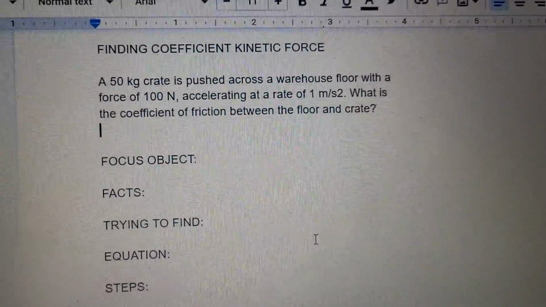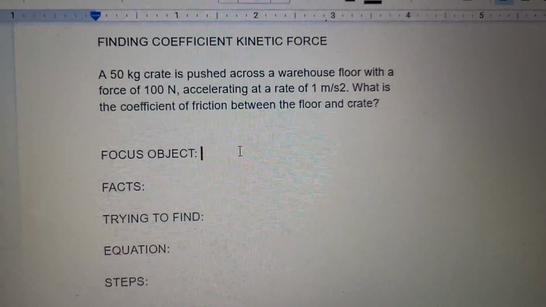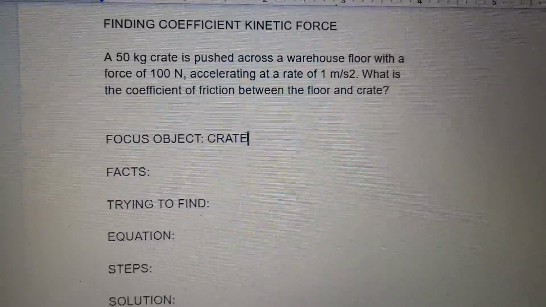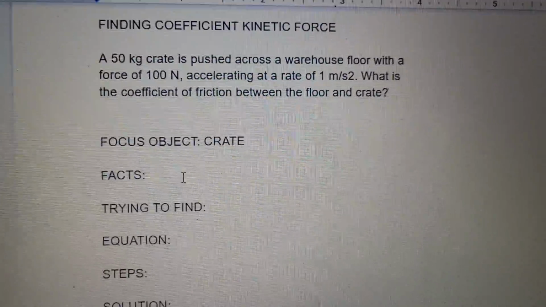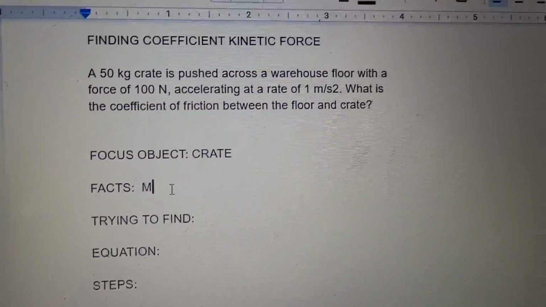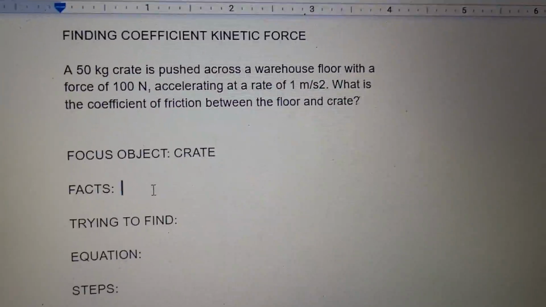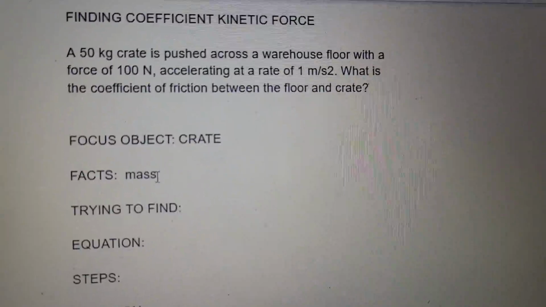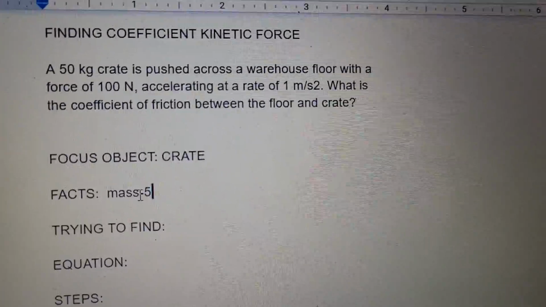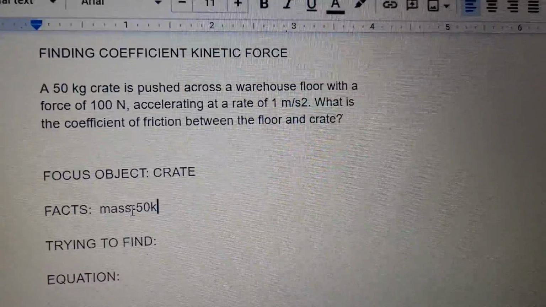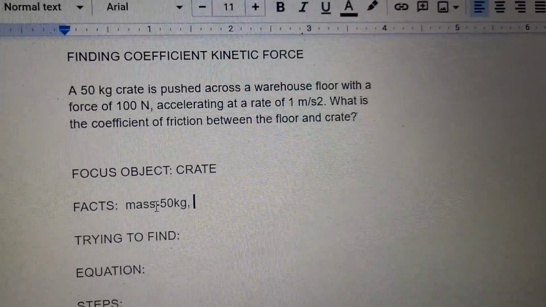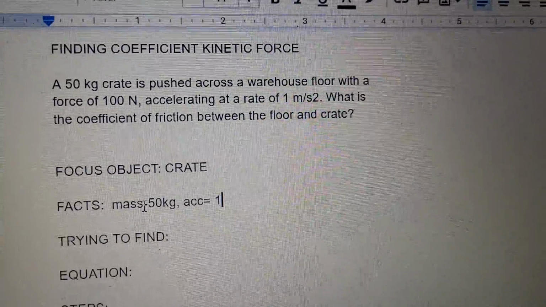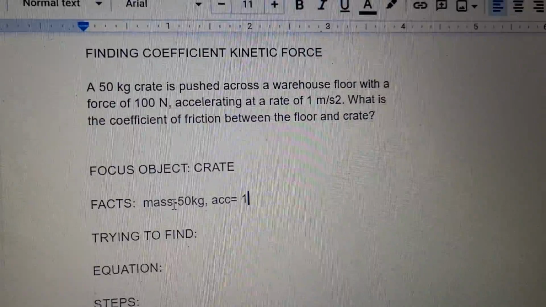So, like we said before, let's identify the focus object. It helps us find the facts. So the focus object is the crate. The facts that we can pull are that this crate has a mass of 50 kg. We can also say that the acceleration at this point is 1 meter per second squared. I'll just write 1 for short.